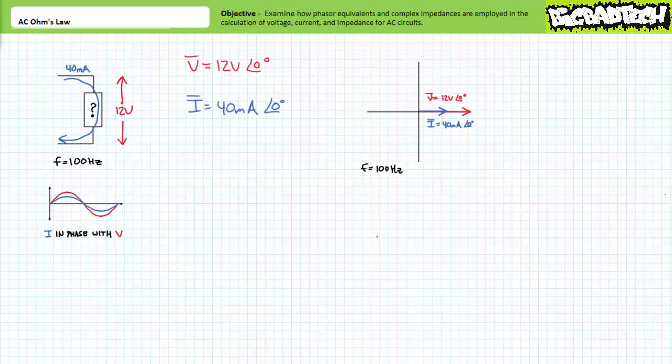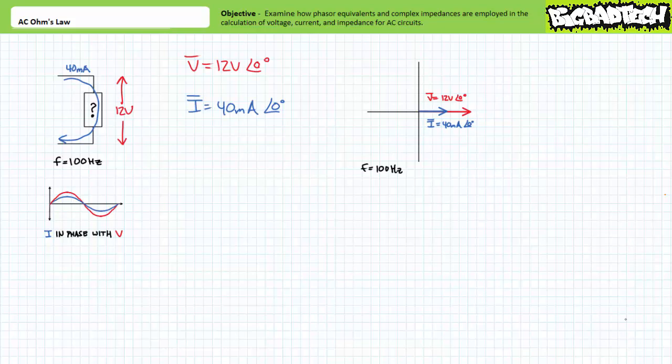First, we need to express voltage and current as phasor equivalents. We know the effective value of voltage is 12 volts, but we don't know the phase shift. Do we care? No, we don't. We may as well assume voltage is the reference. V equals 12 volts at an angle of 0 degrees.